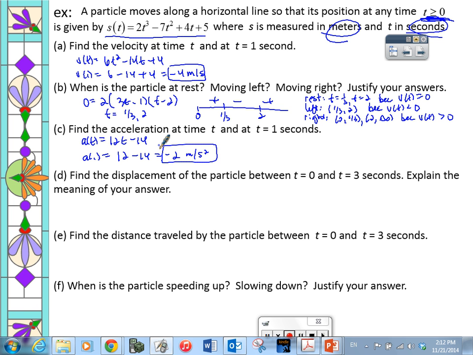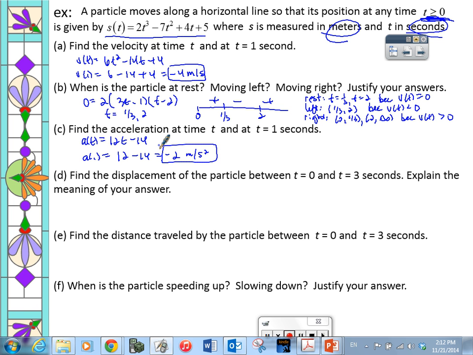Is it possible for displacement to be negative? Yeah. Couldn't I end up to the left of where I started? Yeah, sure. It could be negative. That's okay. Just so that you know.